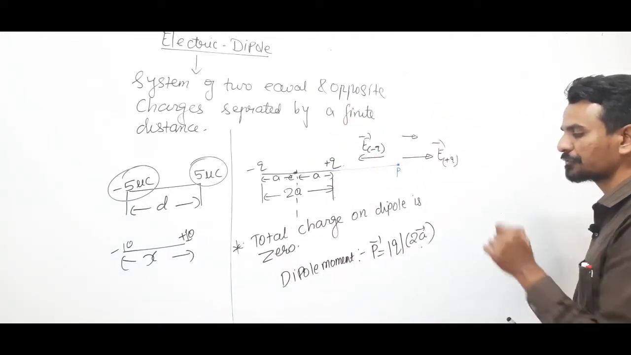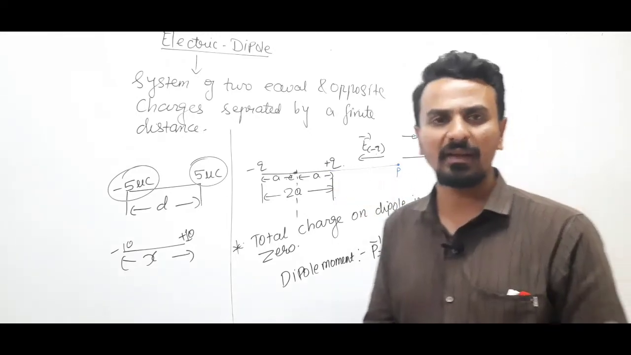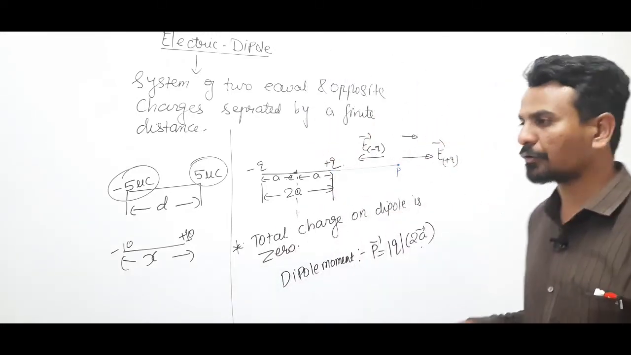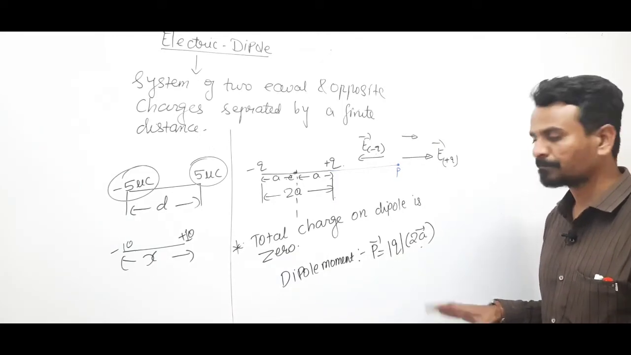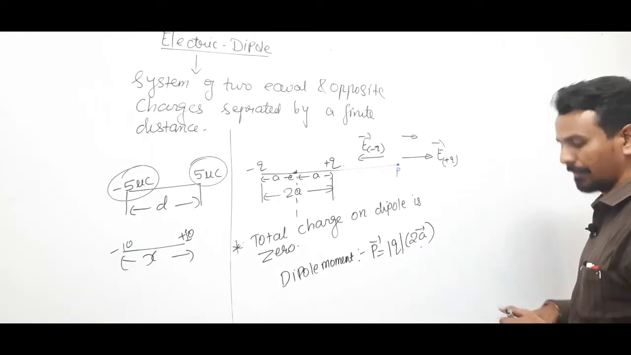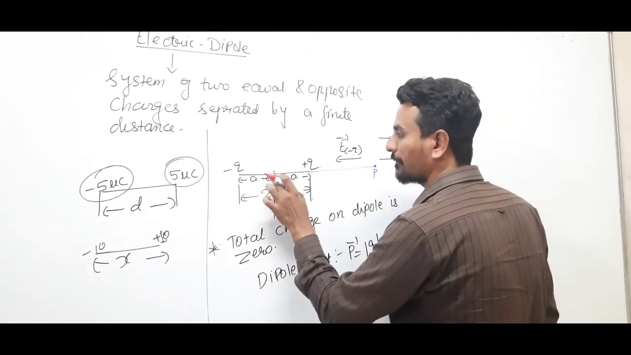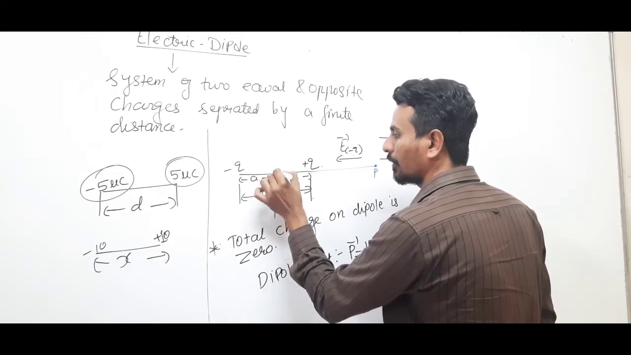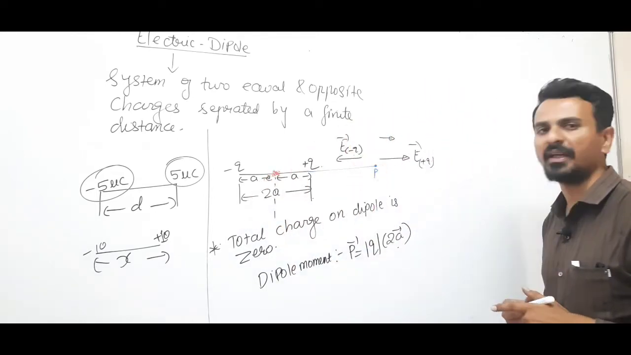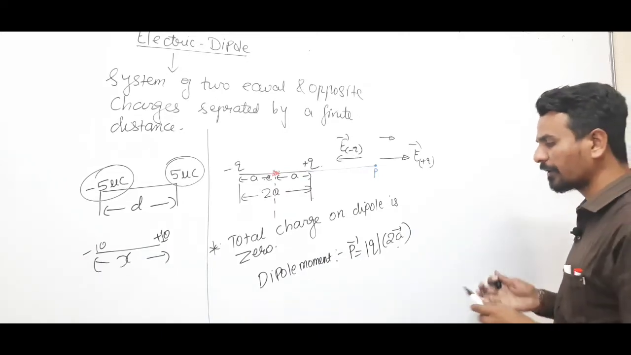Clear? So it is equal to the magnitude of any one of the charges, because in magnitude both the charges are the same, times the distance between the two charges. This is known as the dipole moment, and it is a vector quantity directed from negative to positive. So the direction of the dipole moment will be from minus to plus. Clear?